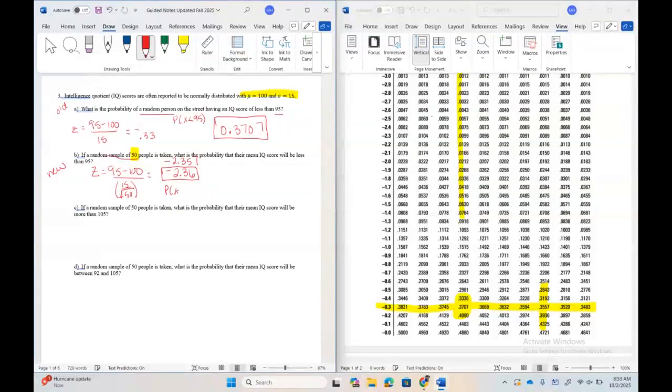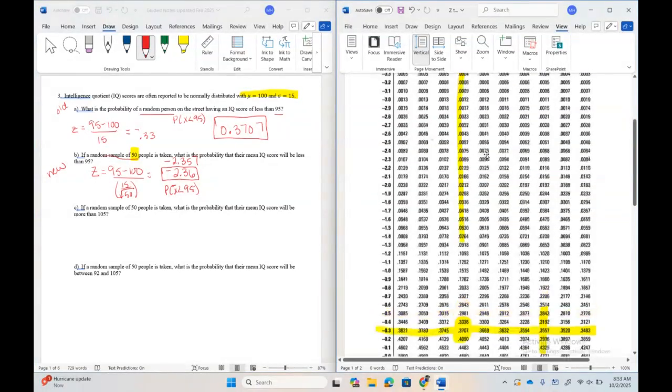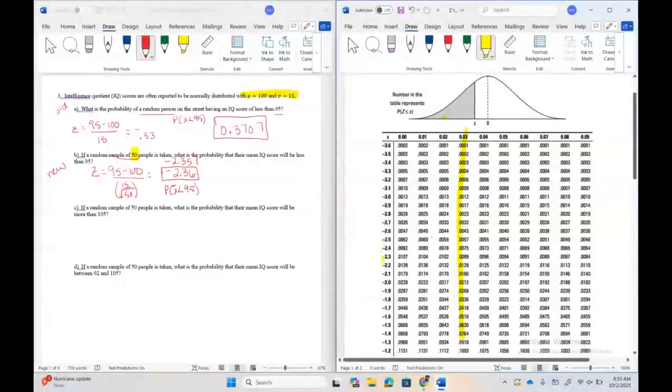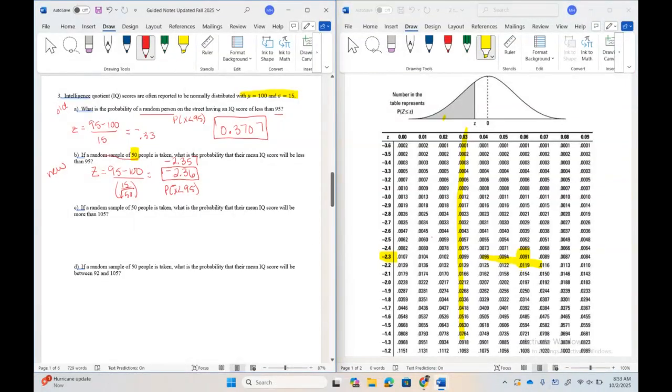Okay. So I want to know the probability of X-bar being less than 95. And this is really X mean. So we use the same table here. So now I need negative 2.36. So I'm looking at 0.0, where am I? 0.0091, there we go. And there's my answer.